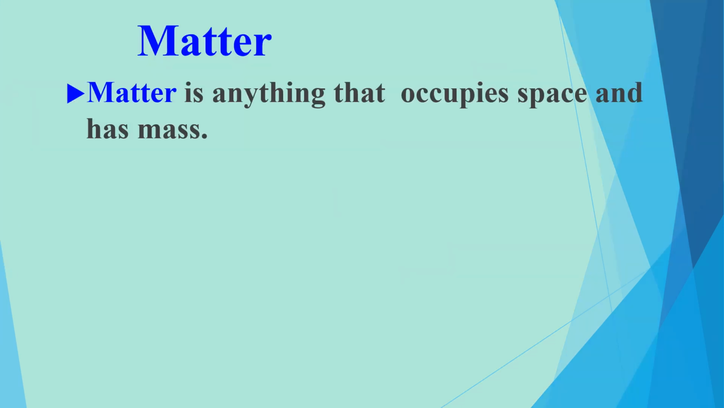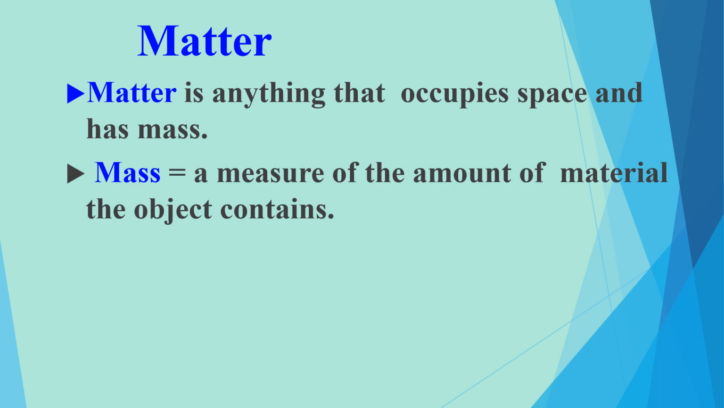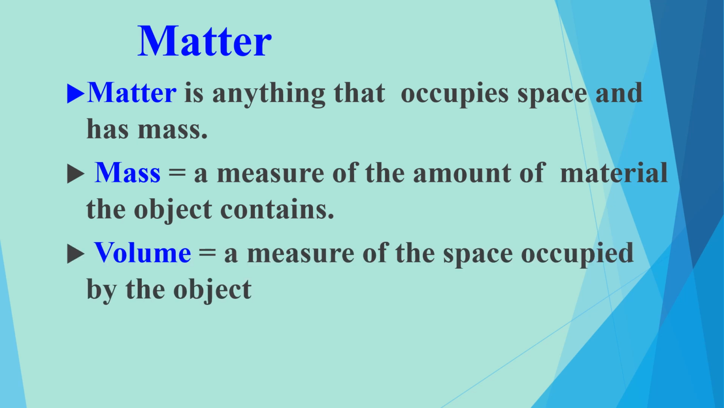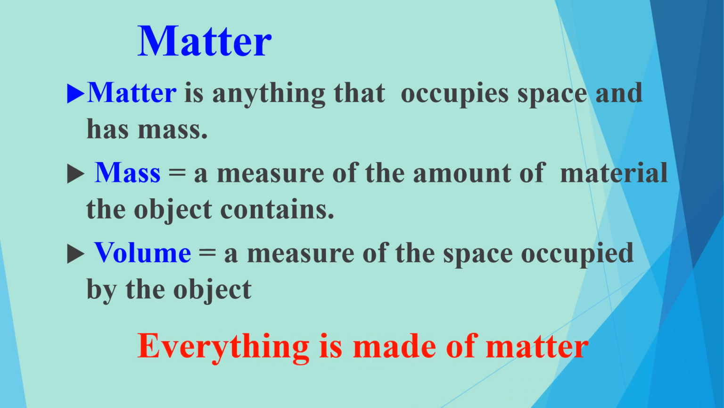What is matter? Matter is anything that occupies space and has mass. Mass is a measure of the amount of material the object contains, and volume is a measure of the space occupied by the object. Everything is made of matter.